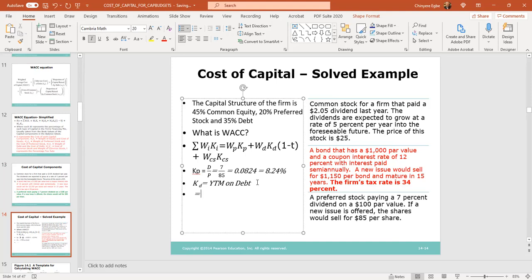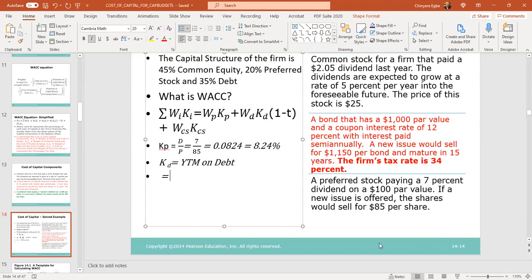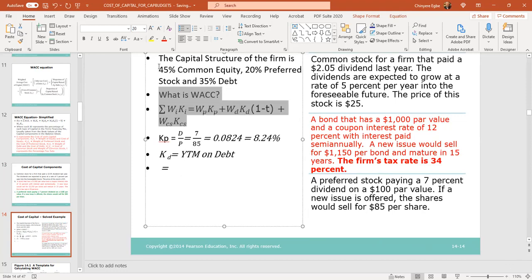Can you all see what I'm doing? Yes, Professor. All right, I'm going to reduce that a little bit to save space, and make it a little bold. So the cost of debt is the yield to maturity on the debt, of course, then multiplied by 1 minus t, which is the tax rate.